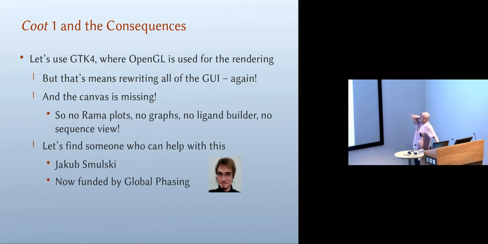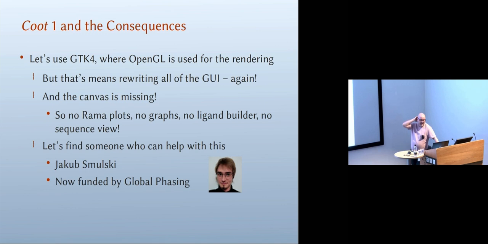Okay, so the idea then was GTK4 was the solution. It turned out to be my lockdown project. The whole GUI needs to be rewritten again, and now this time there's no canvas, so there's no way of representing Ramachandran plots, no graphs, no ligand builder, no sequence view. Well, all right, I'll do it, but reluctantly. Unfortunately, I was unable to secure funding by other means, let's just put it that way.